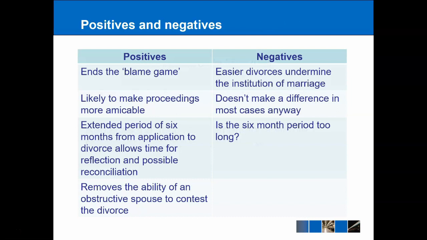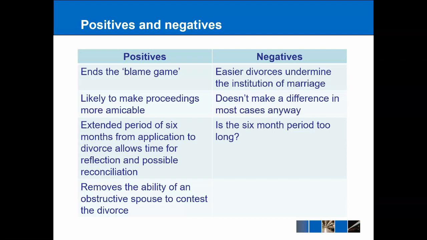The advantages is that it does end that blame game that is a part of divorce. As I said, the current facts at the moment are things like adultery, which is obviously one party blaming another party for the breakdown of the marriage, and that's going to come to an end if it's a simple statement from one of the parties or even potentially both of the parties together. It's also likely to make proceedings much more amicable. If there isn't any blame that's going around, then the actual legal process of getting the divorce is likely to be a bit more friendly and less hostile between the two parties.